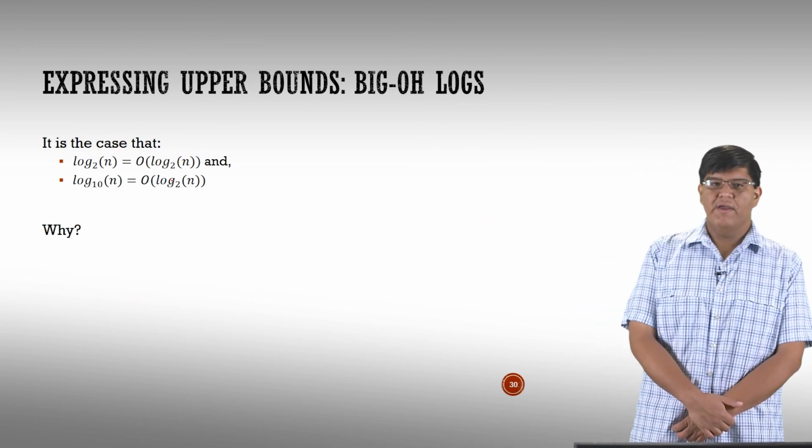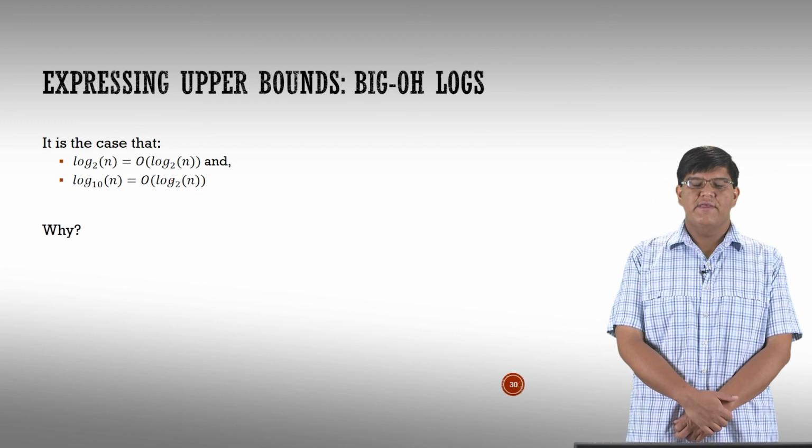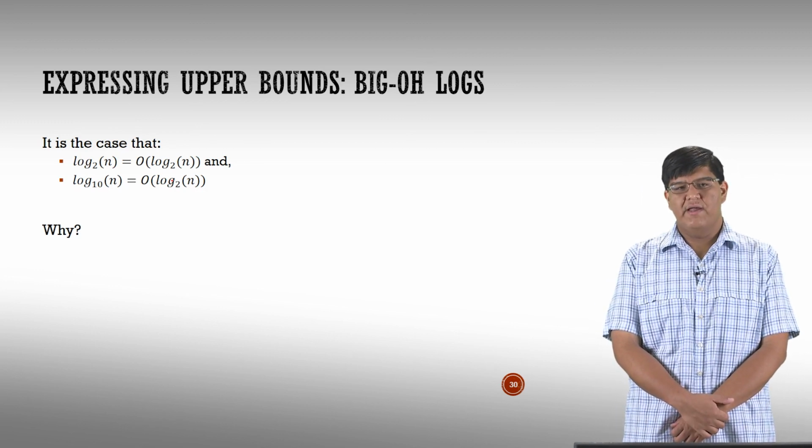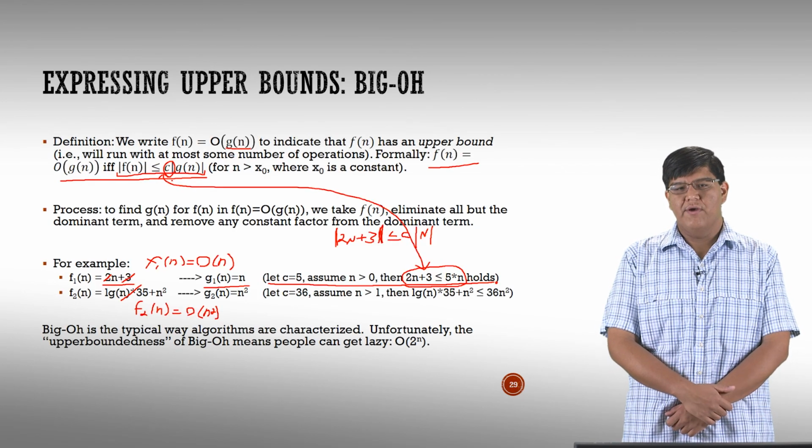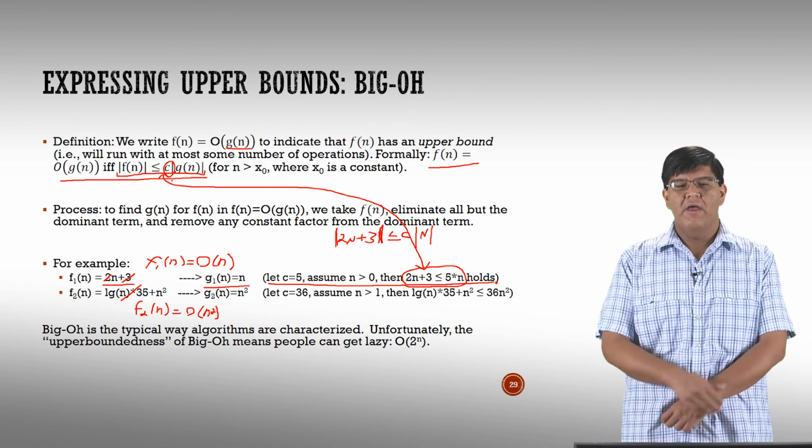So in big O, we can be a little bit lazy and say that all logs look the same, because constant factors change those bases, and that constant just gets folded into that c in the definition of the function. So they're all the same from the point of view of an upper bound.